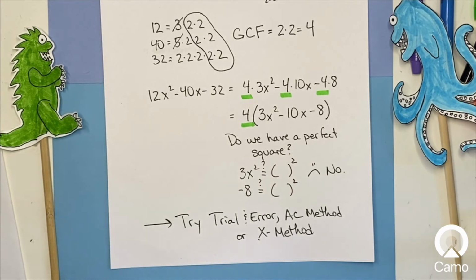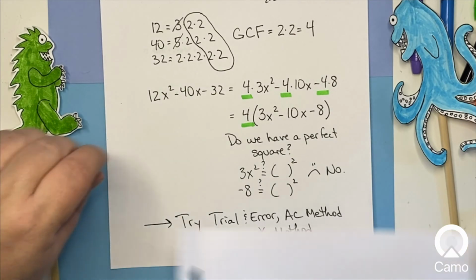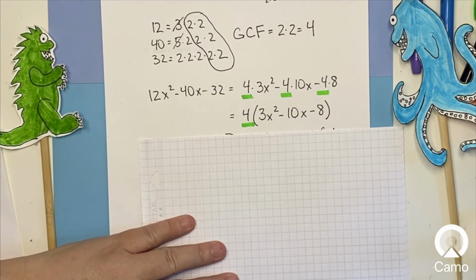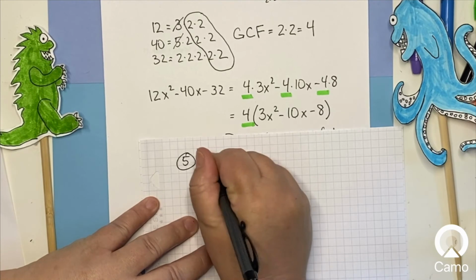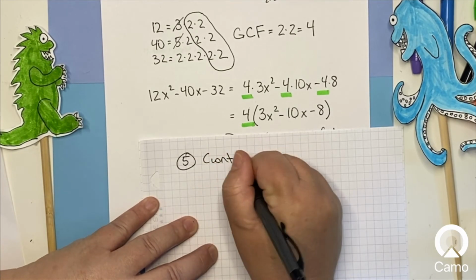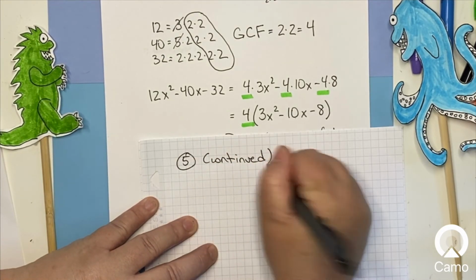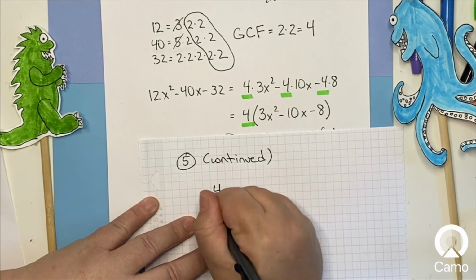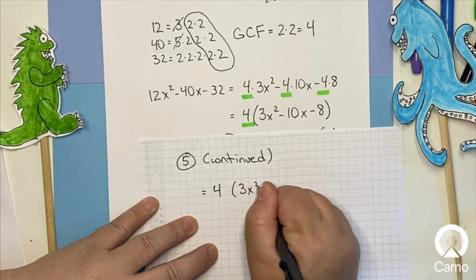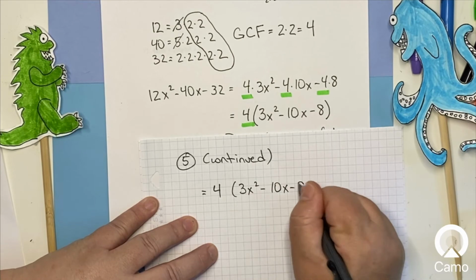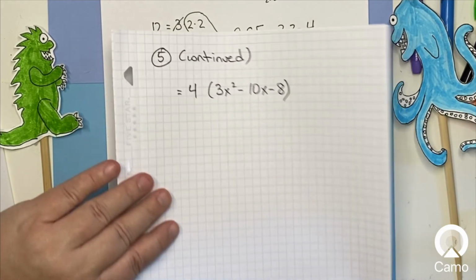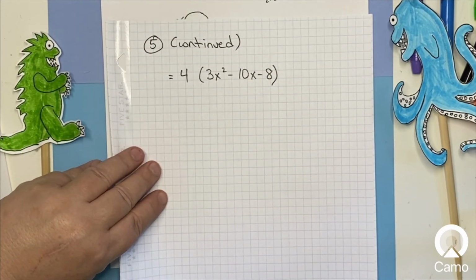So I need a new piece of paper. Woohoo. Now for this one, we write 5 continued so I don't get lost. And I've got 4 times 3x squared minus 10x minus 8. And I thought for this one, why don't we go ahead and use trial and error?